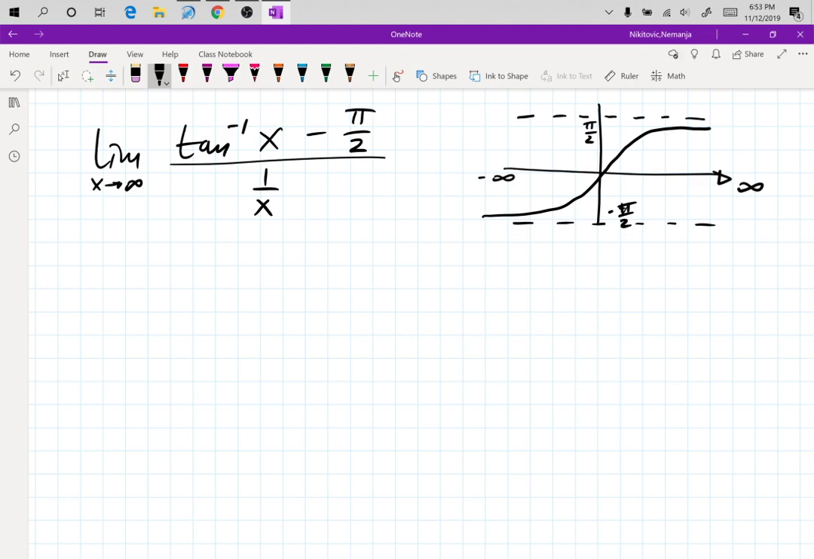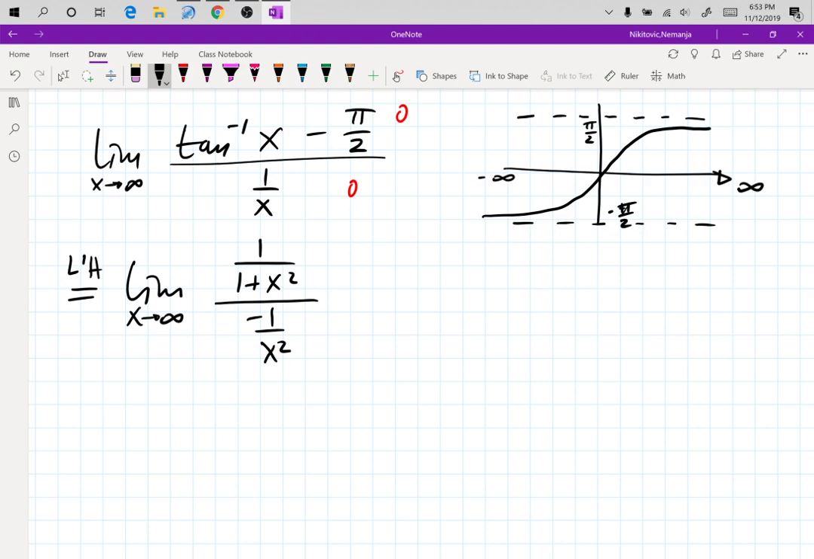What is the limit as x goes to infinity? Pi over 2 minus pi over 2 is 0, and then 1 over infinity is 0. We have 0 over 0, so we can unleash L'Hopital. Now we have to take independent derivatives. What's the derivative of inverse tangent? 1 over 1 plus x squared. Excellent. And then derivative of pi over 2 is 0, divided by the derivative of 1 over x, which is negative 1 over x squared. Beautiful.